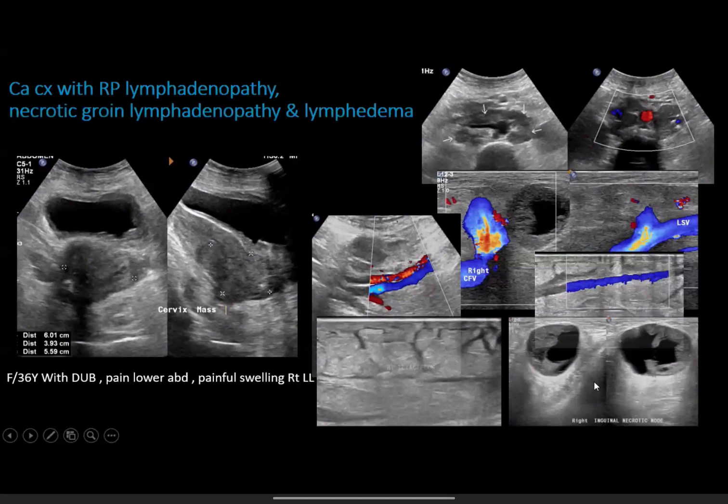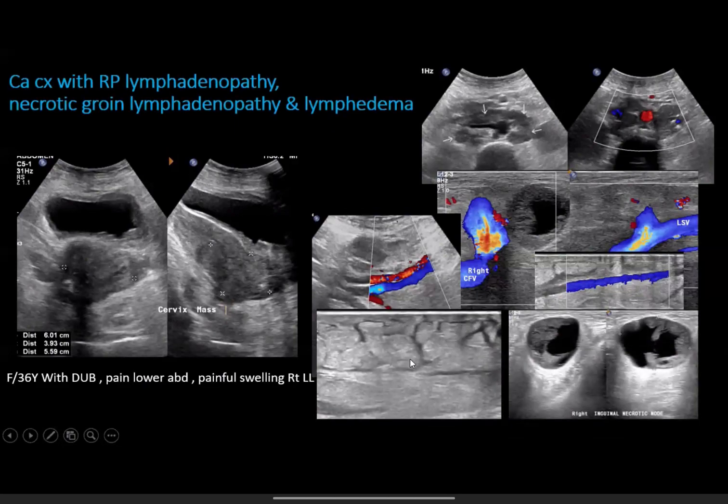Multiple necrotic nodes in the inguinal region and soft tissue edema. So basically, the deep venous system and superficial venous system are normal, but there is lymphatic involvement leading to necrotic nodes and soft tissue edema in this case. So this is a non-vascular cause.